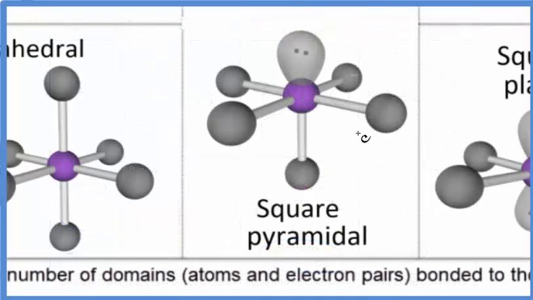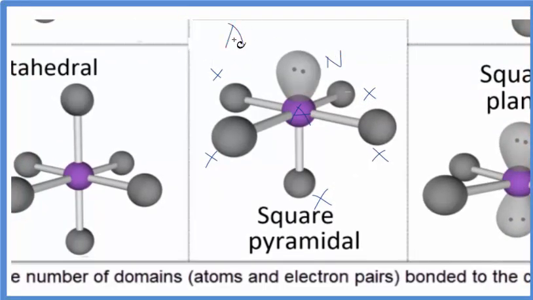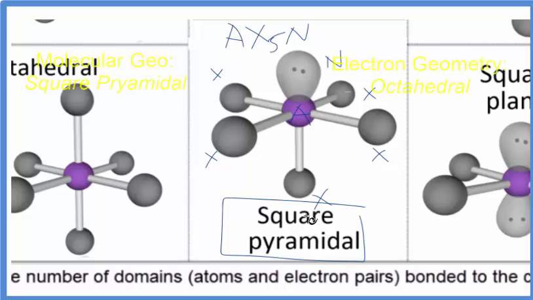If you're using the AXnE notation to figure out the geometry for BrF5, you would have your central atom, that's A, and then each one of these fluorine atoms, they would be X, and then that non-bonding pair, that's E. So you'd have A, X, 1, 2, 3, 4, 5, and then E. And that works out to be, again, square pyramidal for the molecular geometry. For the electron geometry, we do have an octahedral electron geometry. Let's go back to our model again.